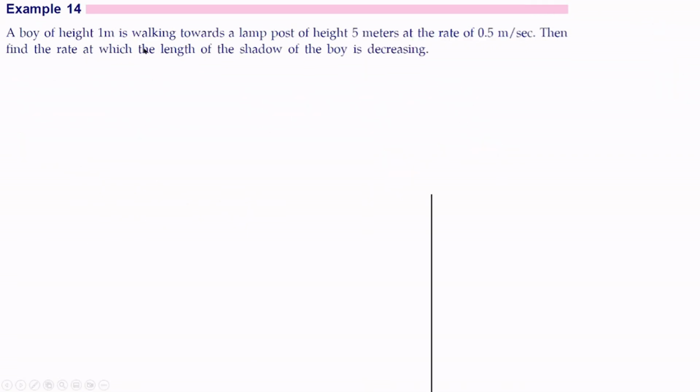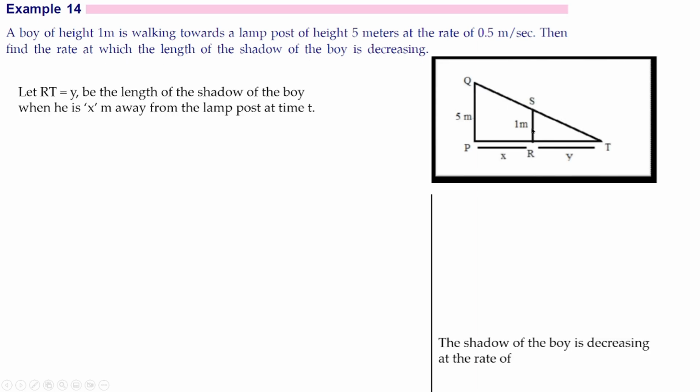Next question. A boy of height 1 meter is walking towards a lamppost of height 5 meters at the rate of 0.5 meter per second. Then find the rate at which the length of the shadow of the boy is decreasing. So here we can see that the height of the boy is 1 meter and the height of the lamppost is 5 meters, and the boy is walking towards the lamppost. So here, if we consider this PQ as the lamppost of height 5 meter, and if we consider the position of the boy at any time t at R, RS is the height of the boy, which is 1 meter.